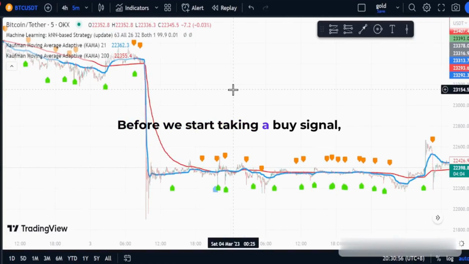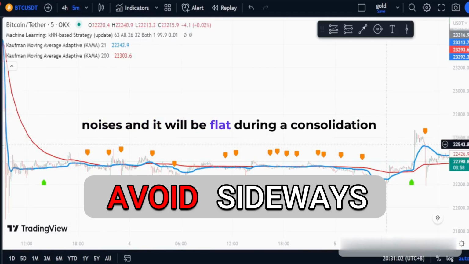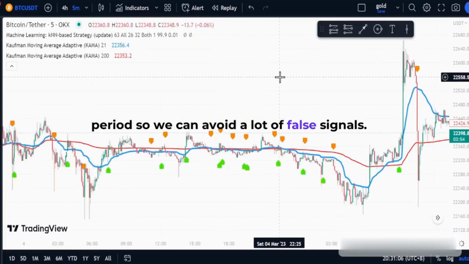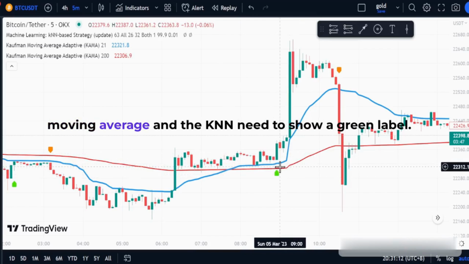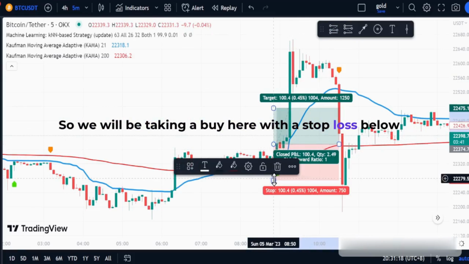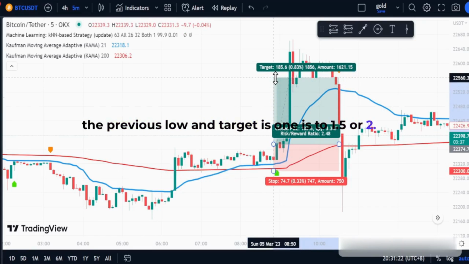Before we start taking a buy signal, do note that these two moving averages are good at filtering noise and will be flat during a consolidation period, so we can avoid a lot of false signals. For buy signal, the price needs to be above the red moving average and the blue moving average, and the KNN needs to show a green label. So we'll be taking a buy here with a stop loss below the previous low, and target is 1:1.5 or 2 as you wish.